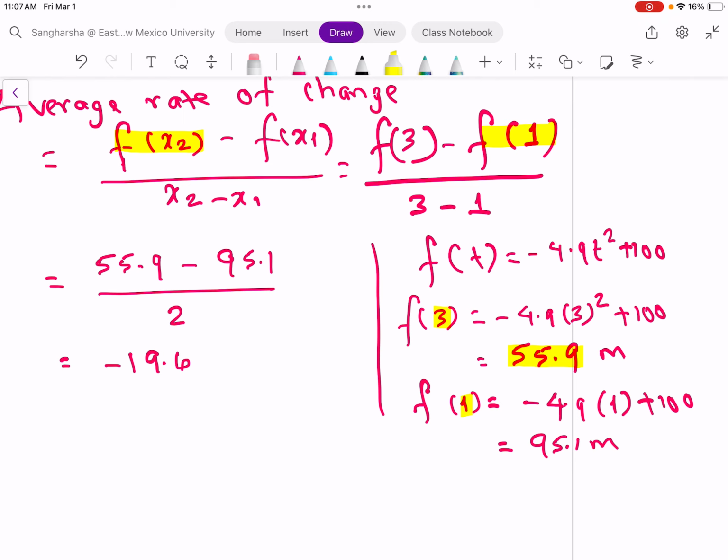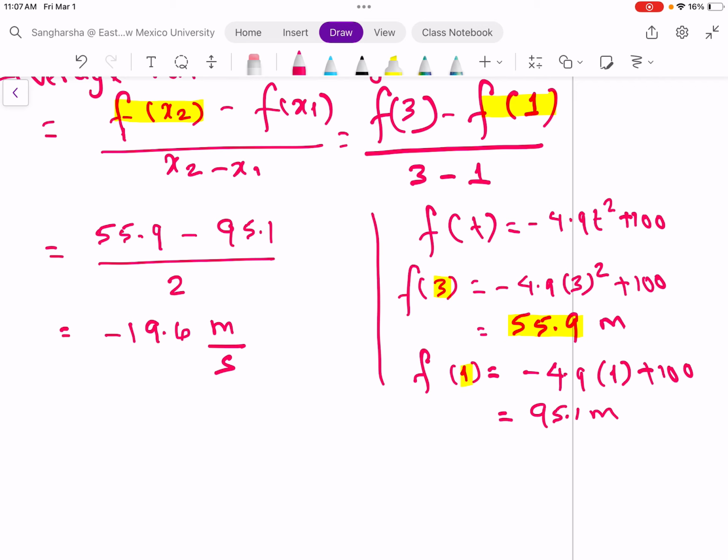meter. So we have our average rate of change is negative 19.6. We have a meter in the numerator and second in the denominator, so it's a meter per second. Now, what does the negative represent? Why are we getting a negative? How much it drops each second?